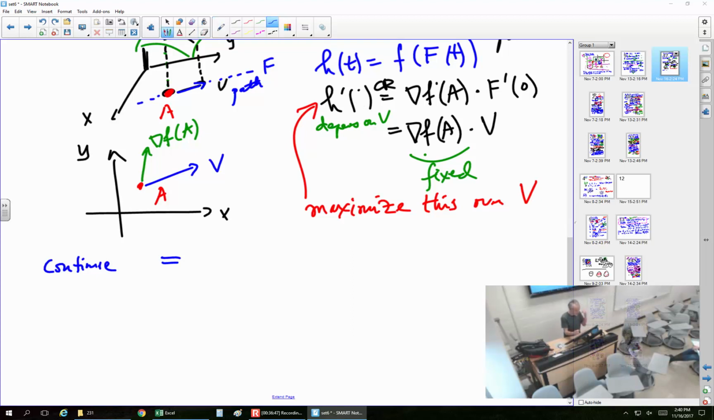It is a number on the left. On the left, we have nothing but a number. But it depends on v. v varies. Nothing else varies. So h prime of 0 for different v's gives me different h prime of 0. And that is what I want to try to maximize. That number over here is the rate of growth of the function in the direction of v, also known as the directional derivative.